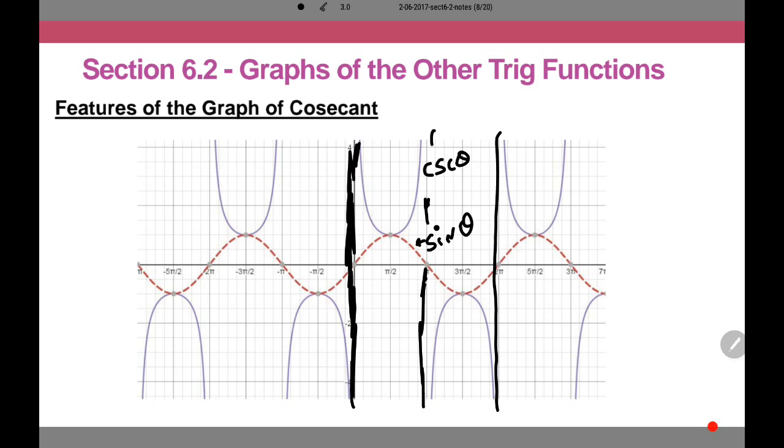Now you might be thinking, but Mr. Harbison, you said the period was 2 pi. So technically this is 2 pi, but you have an asymptote right in the middle of that 2 pi. So if you break it down, you've got 2 pieces here that are in that period because they're the 2 pieces that are with the sine function in that period.